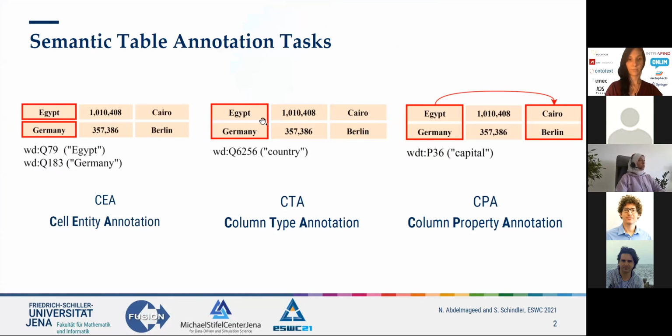I would get started with the semantic table annotation tasks. At first, we have CEA. It basically assigns Wikidata identifiers, or knowledge graph identifiers in general, to individual cells. And for the CTA, it matches the entire column to a semantic type. And the last one, CPA, captures the semantic relation between two columns.